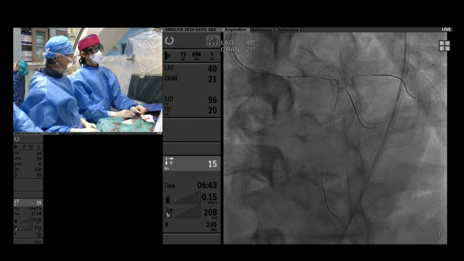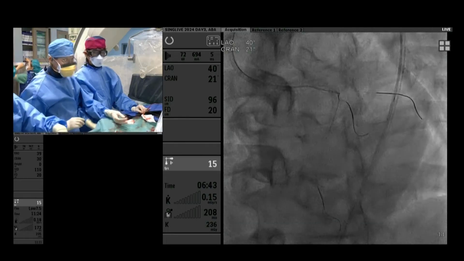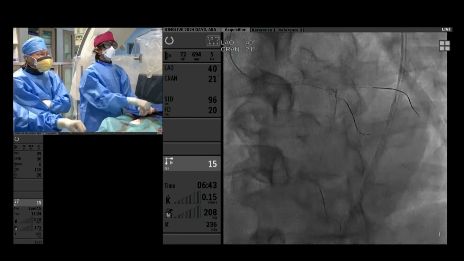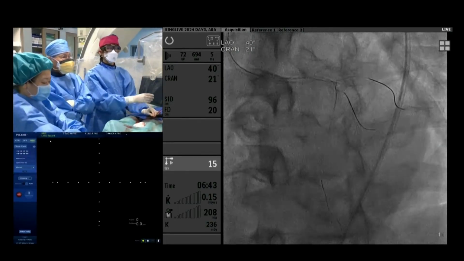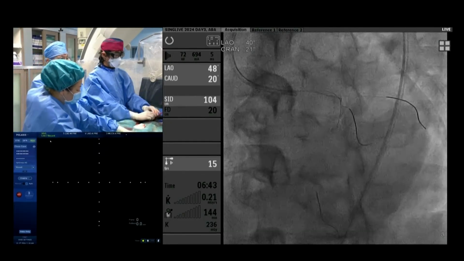So we're going to IVUS again, I guess. Yeah, that's IVUS. To see how the deployment is, and in particular whether the ostium or the diagonal is affected or not.